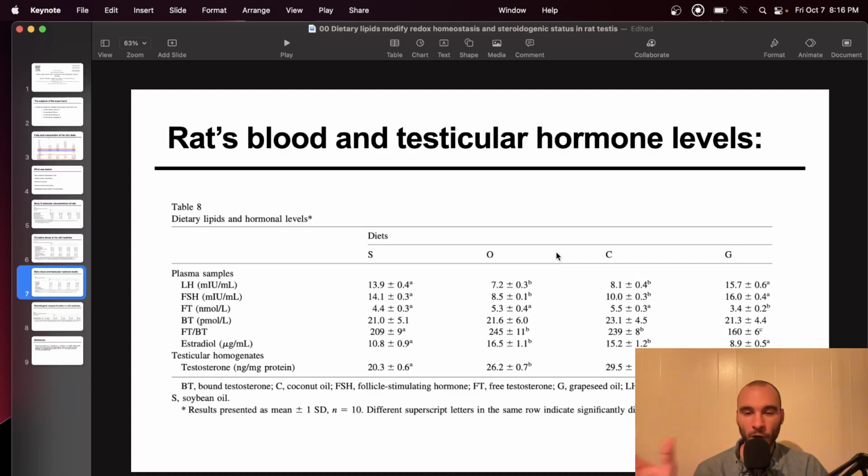So now, where are we at now? Essentially, if you want more oxidative stress, less antioxidants, less testosterone in your serum and in your testicles, then consuming soybean oil and grapeseed oil is a great idea.